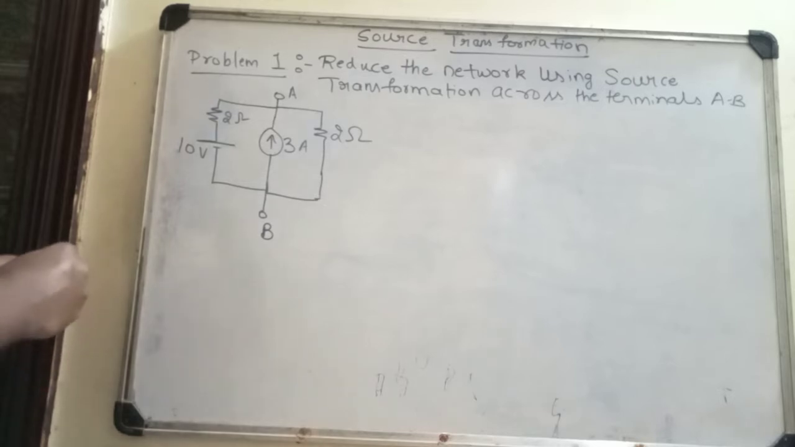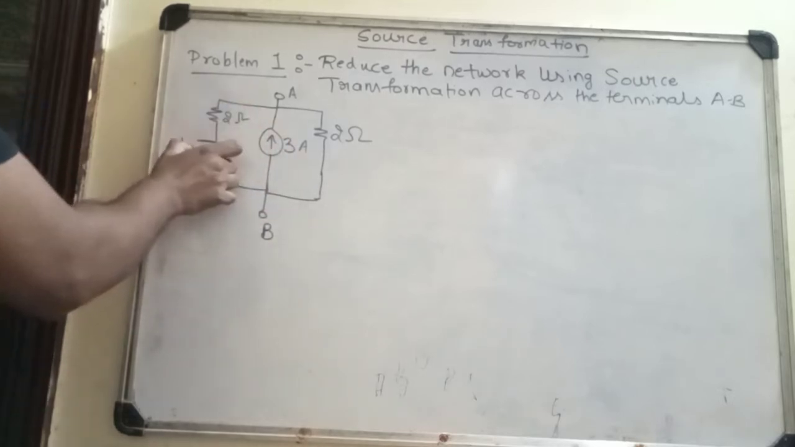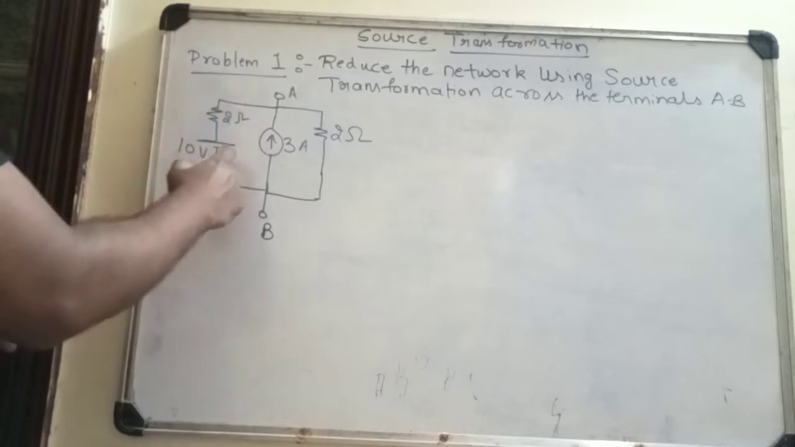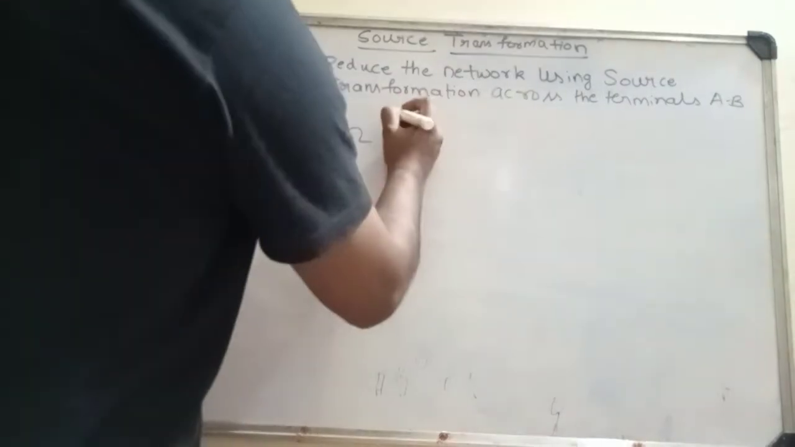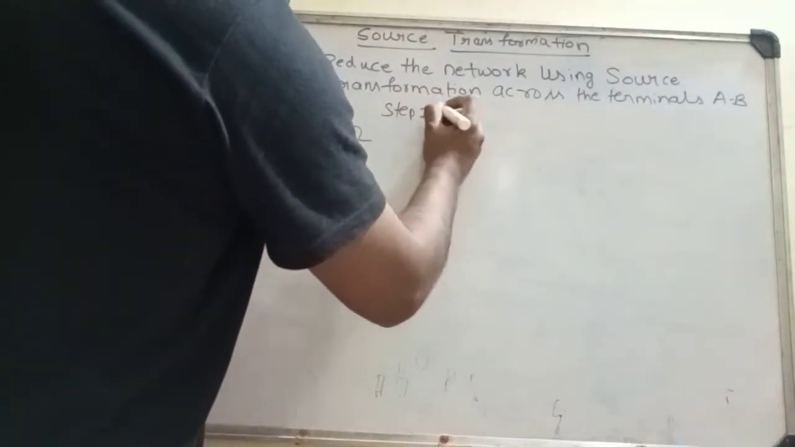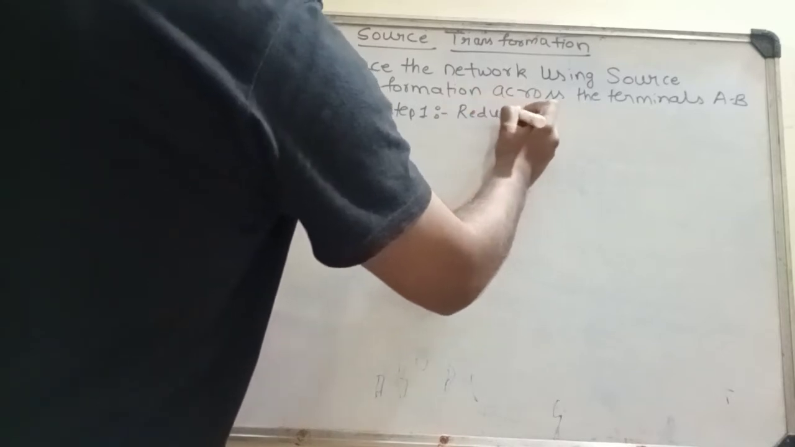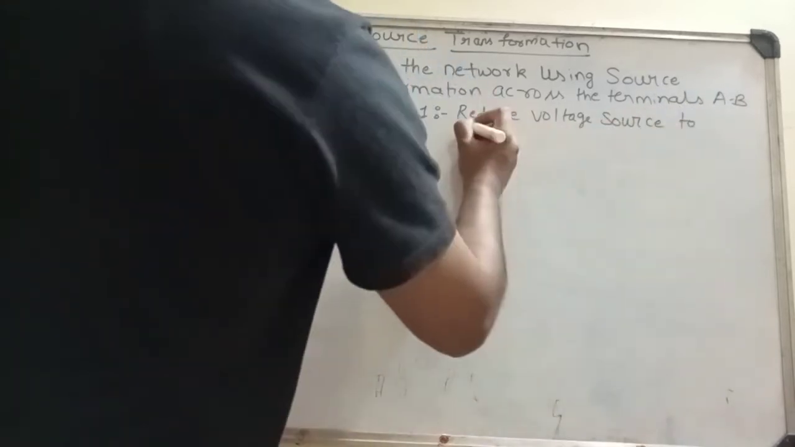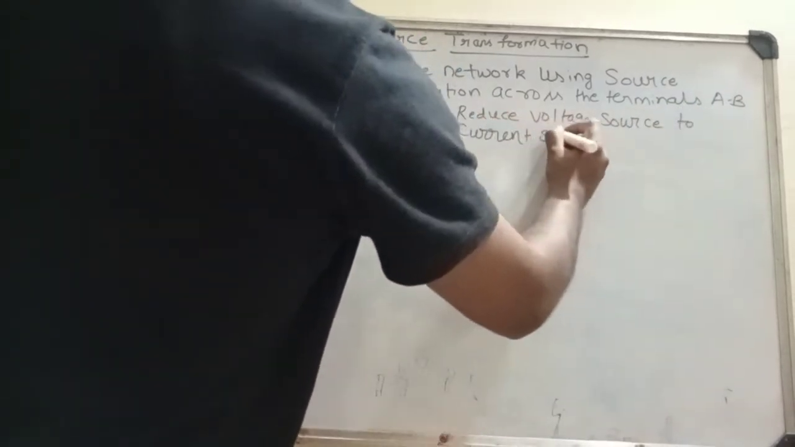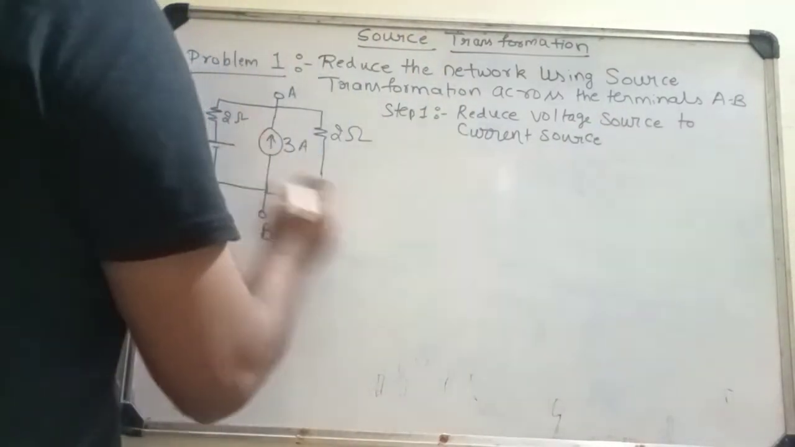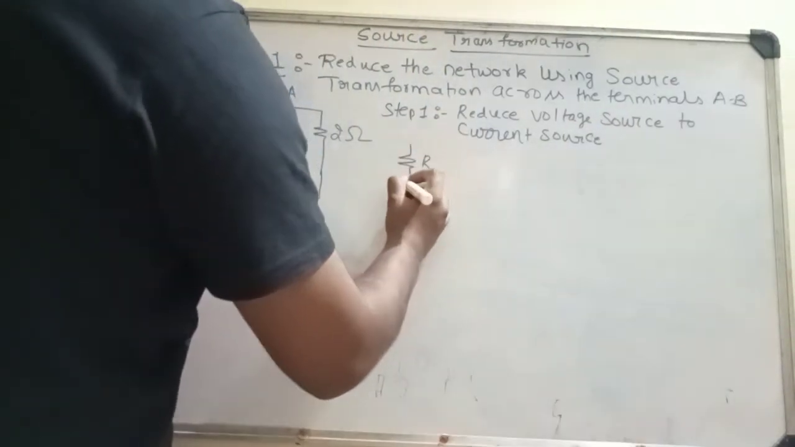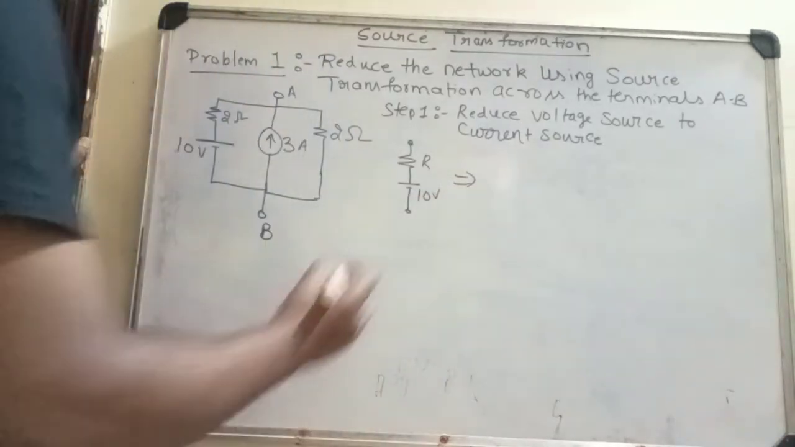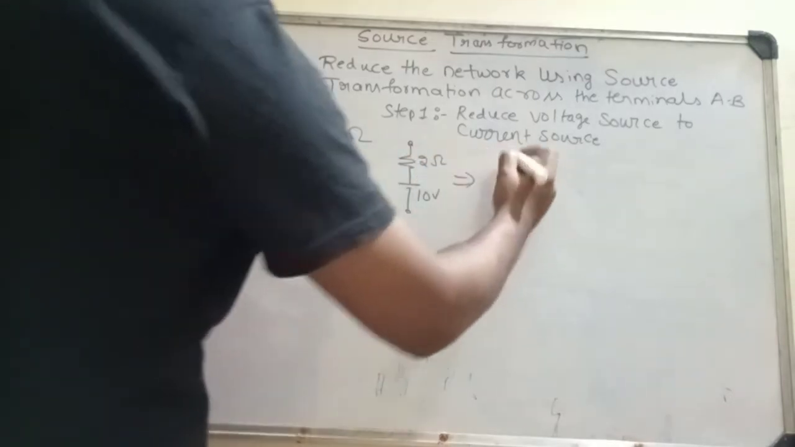So the easier way in this case, since the voltage source and current source are in parallel, is to reduce this voltage source to a current source. So step 1, reduce voltage source to current source. So I have a resistance in series, I have 10 volts. This I have to convert into a current source.